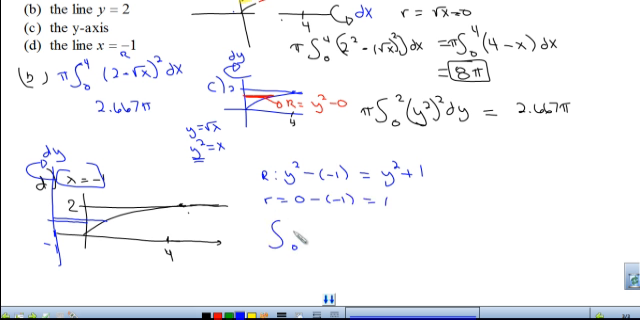So my integral goes from 0 to 2 of big R squared minus little r squared dy. So that's 11.733 pi.